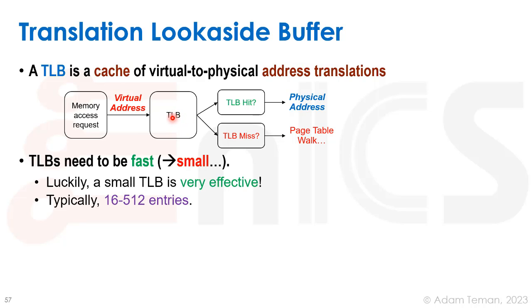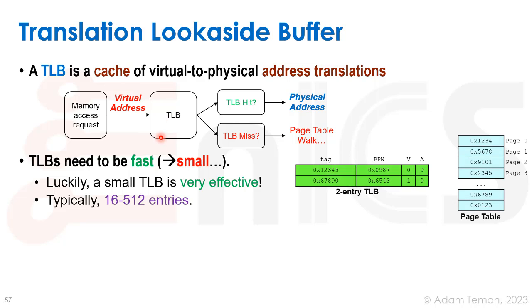So what we know is that we're going to have this TLB on our critical path, and therefore it has to be fast. Unfortunately, fast means that it has to be small. Luckily, a really small TLB can be very effective. Usually, you'll have something like 16 to 512 entries in a TLB, and towards the end of the lecture, we'll see a real world example of this. So let's see how this works in practice.